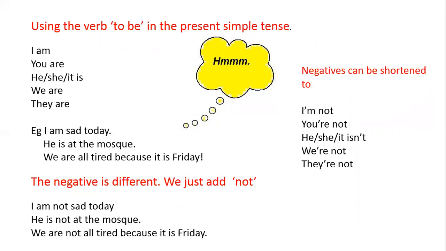I am not sad today. He is not at the mosque. We are not all tired because it's Friday. And these can be shortened. So we've got I'm not, you're not, he or she isn't, we're not, and they're not.